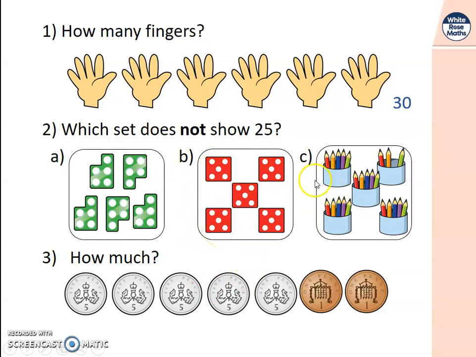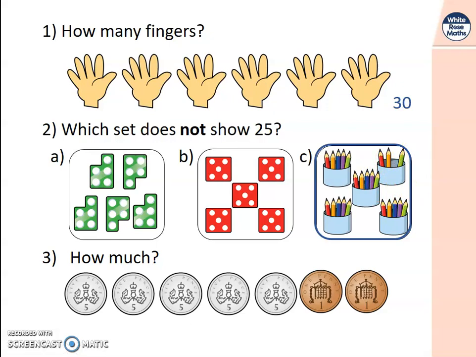Let's check C. So 1, 2, 3, 4, 5 pencils in 5, 10, 15, 20. But this one's only got 3. So let's check. That one's correct. That one's correct. Well done. The answer is C because this tub doesn't have 5 pencils in.